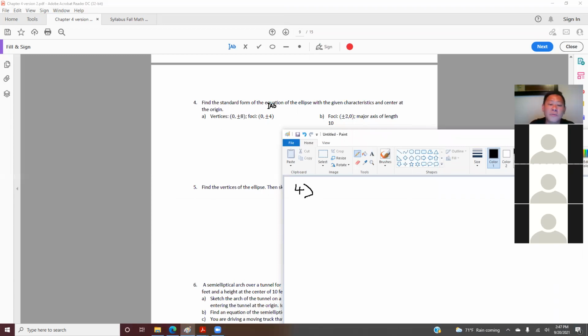This question wants us to find the equation. So when I ask you for the equation, it's going to be like x squared over a squared, or x squared over b squared, depending on it, of the ellipse with the center at the origin. So your vertices in this case are given by 0, plus minus 8. And your foci are given by 0, plus minus 4.